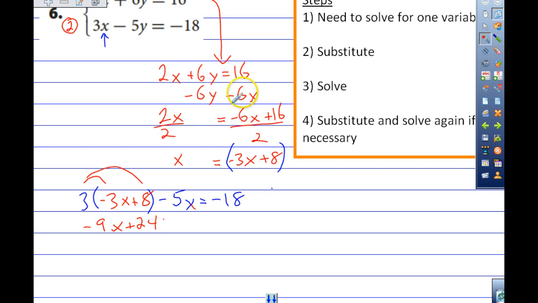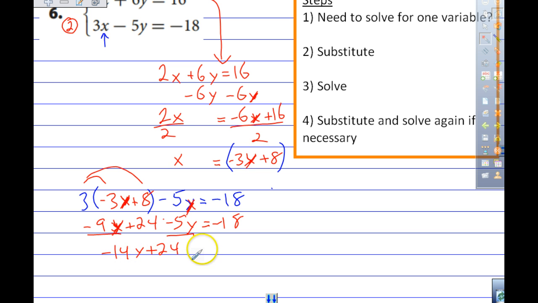Oh, wait a minute. That should be a y. There we go. These are y's, accidentally. Common mistake. Can't read your own writing. Those are all y's. There you go. Variables on the same side. Negative 14y plus 24. And I'll leave you to the rest just to go through and solve, find out what x is. Okay. But just remember, your goal is still to get to the end and have x and y.